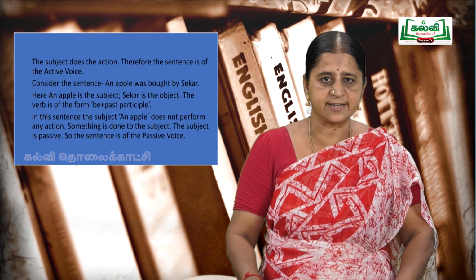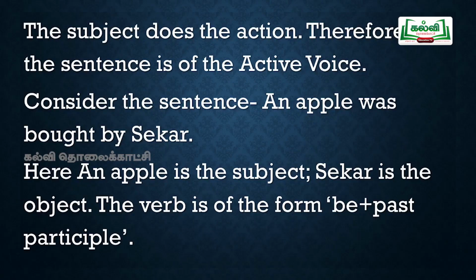Now, consider the sentence. An apple was bought by Shaker. Here, an apple is the subject. Shaker is the object. An apple was bought by whom? Shaker. Shaker is the object. The verb is of the form be plus past participle.